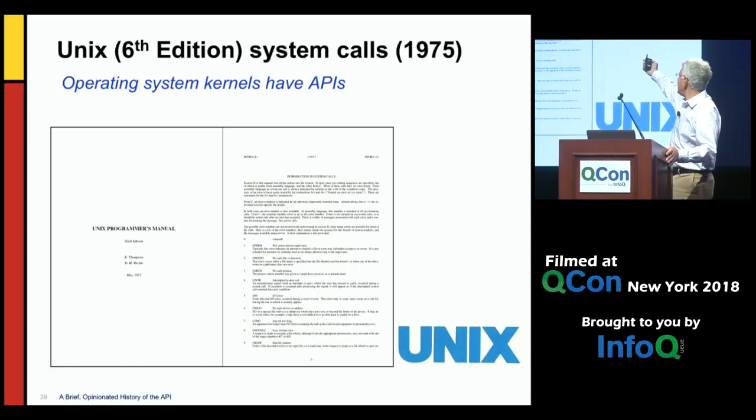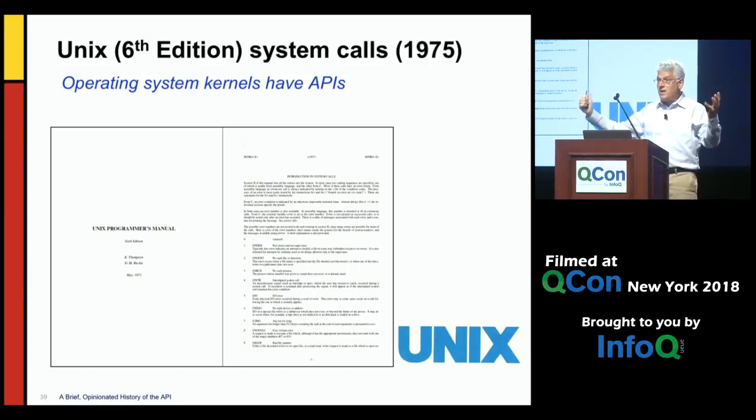Another kind of API is the API between programs and the underlying operating system kernel. So here's the Unix system calls. This happens to be from the 6th edition, May 1975, but these were re-implemented by every subsequent Unix-like operating system up to and including Linux, and they're what you use for I/O and the like, interrupts at that level.